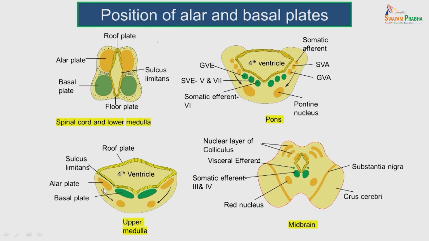So, the alar plate and basal plate migrate a little, medially to ventrally, and in the pons it is almost like the upper part of the medulla, where you can observe the fourth ventricle cavity. In the midbrain, the brain vesicle is retained with the central canal. This is how the functional columns are developed from the alar plate as well as the basal plate; the sensory and motor components of the cranial nerve nuclei are formed from these.